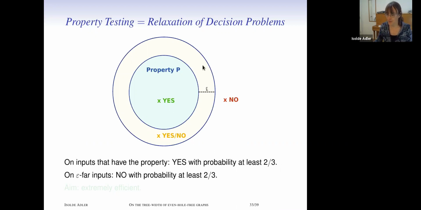Okay. If the input graph happens to fall into this part here, so epsilon close to the property but not in, we don't care what the algorithm answers. We want to accept when we have the property, we want to reject when we're far, but here we don't care. And the aim is to do this very fast, or to be very efficient.